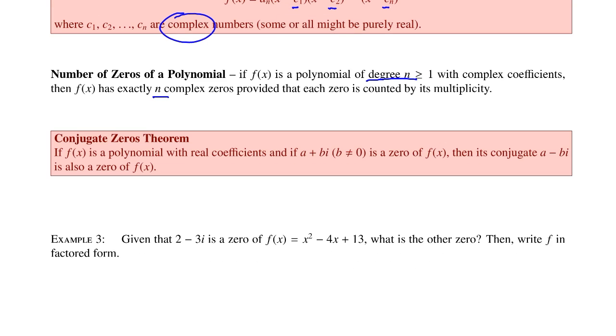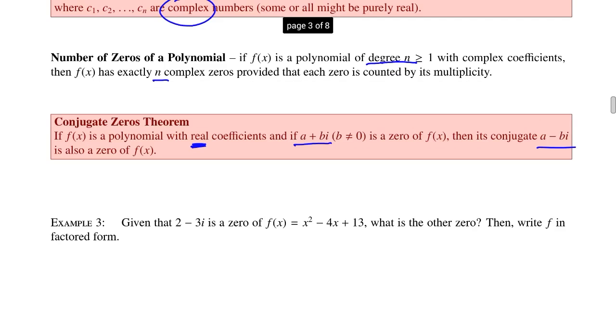Finally, the conjugate zeros theorem, also known as the conjugate pairs theorem. If f of x is a polynomial with real coefficients, that's essential for this one, real, and if a plus bi, with b not equal to 0, is a 0 of f of x, so if it is a root, then its conjugate, which is a minus bi, is also going to be a 0 of f of x. So if you have a polynomial that has real coefficients, and you have this complex number as a 0, then its conjugate is also going to be a 0.